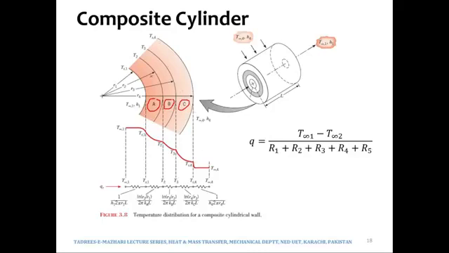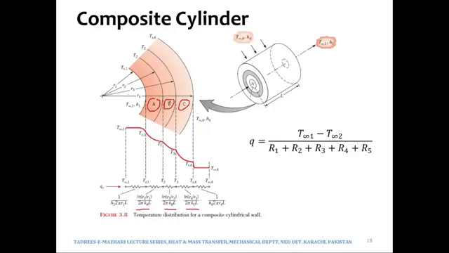Now since it is a three-layered cylinder, there would be three conductive resistances, 1, 2 and 3. And how do we write the conductive resistance in cylindrical coordinates? It is all the time log of outer radius over inner radius divided by 2 pi kL. Now for A, what is the outer radius? R2, and what is the inner radius? R1. So it is log of R2 over R1 divided by 2 pi kL, where the conductivity is the conductivity of A and L is the length of the cylinder.